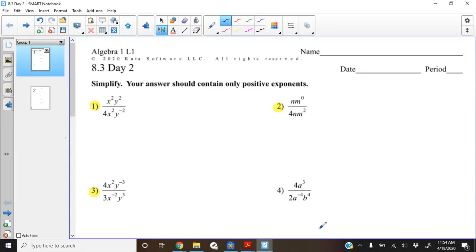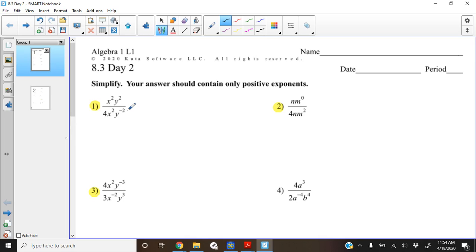Good morning, everyone. So today we're going to be doing a review of section 8.3. We're going to call this 8.3 day 2, and it's going to be on exponents where we were doing the quotient rule, which is division. But we're also going to tie in some multiplication as well towards the end and powers of powers, just to do a little bit of review.